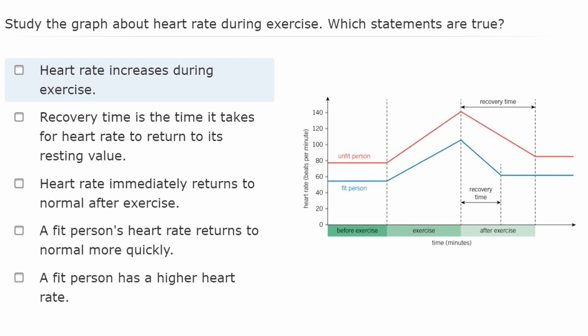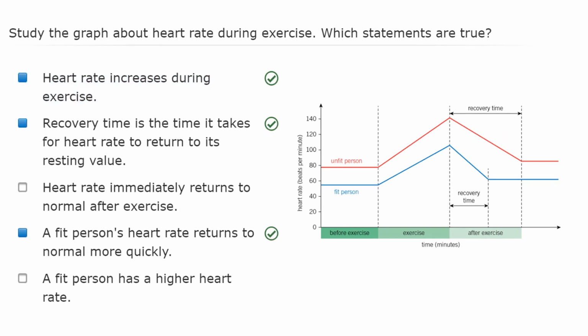The recovery time is the time it takes for the heart rate to return to its resting value. And a fit person's heart rate returns to normal value more quickly. And a fit person has a higher heart rate. Now, you'll notice that not all of those statements are true. Our heart rate isn't able to return to normal straight away. The more unfit you are, the longer your recovery time. Okay? And the fitter you are, the lower your heart rate is in general, exercising and at rest. Note to self, join gym.